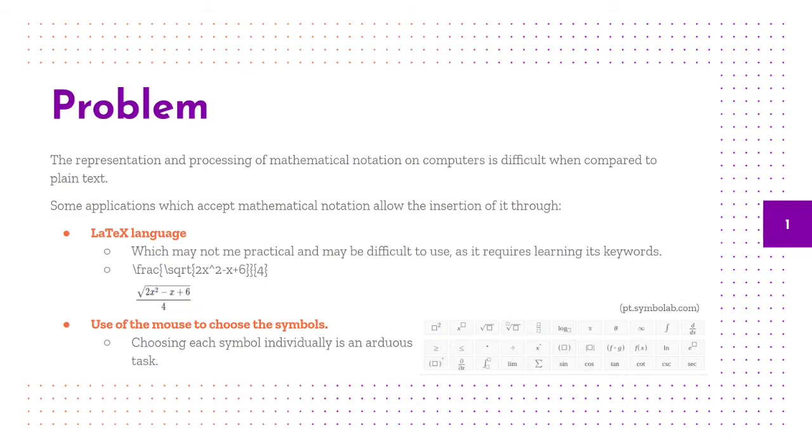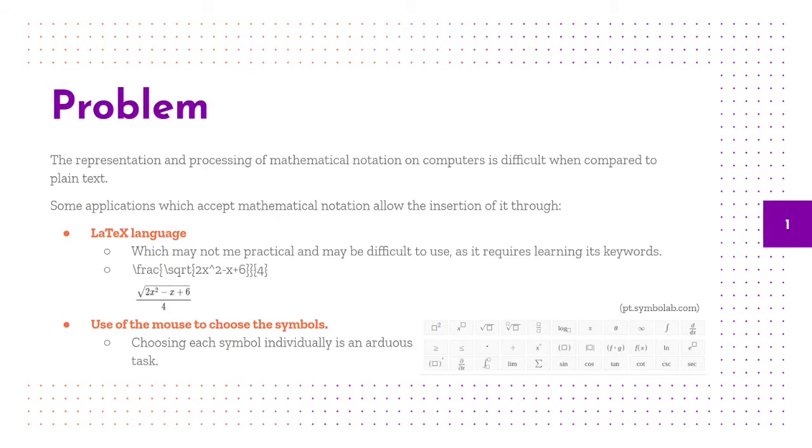I have an example here, an expression written in LaTeX, and its corresponding image. So, if you need to write an expression in LaTeX, you must know that, for instance, the frac keyword means fraction, the sqrt means square root. This example is very simple, but it gets more difficult when the expression is bigger or when it is more complex.